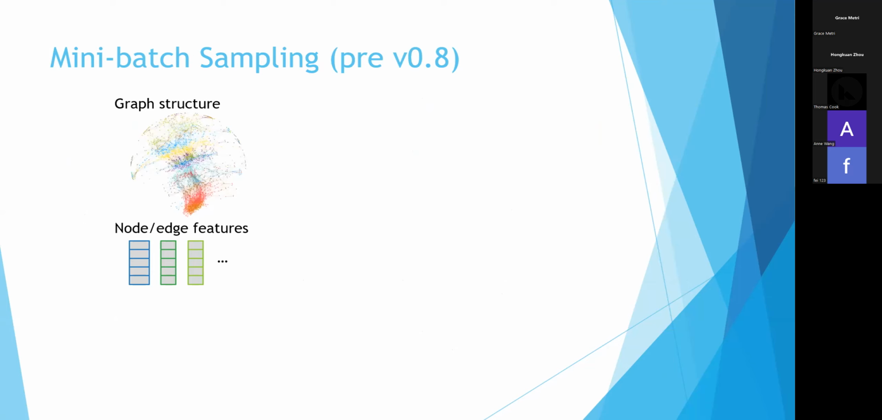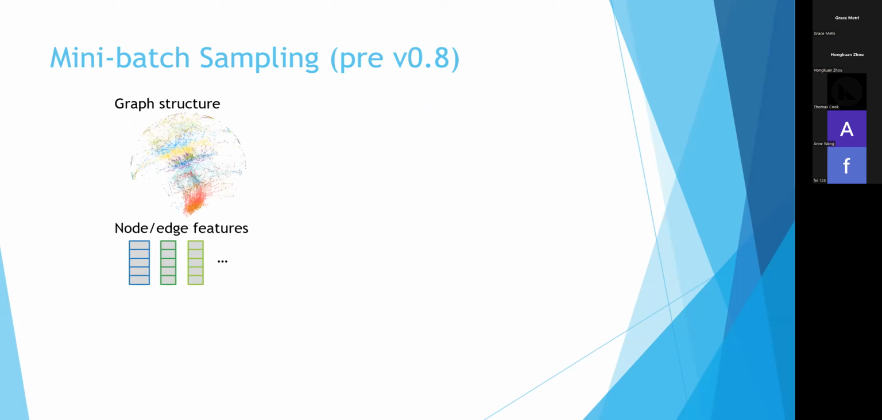First of all is the sampling update. We know that mini batch sampling is very important for training large scale GNNs. And here is how its pipeline looks.